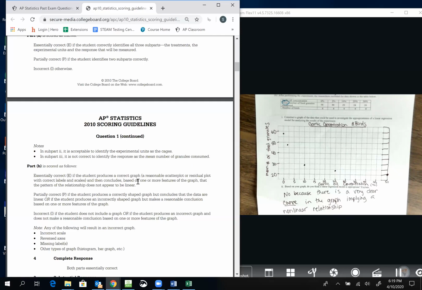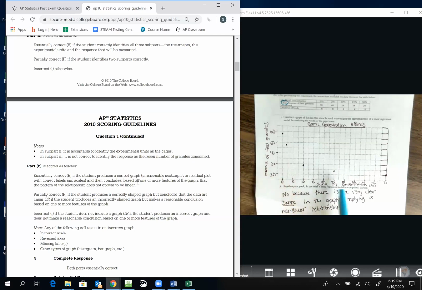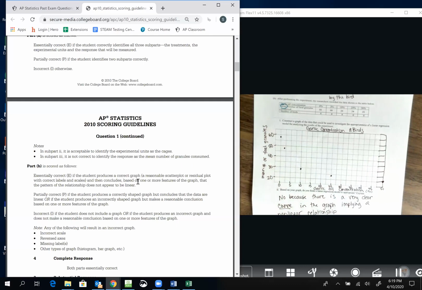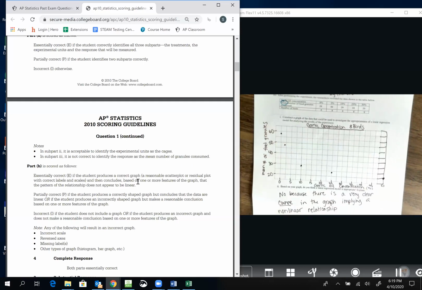Incorrect if the student does not include a graph, or if the student produces an incorrect graph and does not make a reasonable conclusion based off one or more features of the graph. Note any of the following would result in an incorrect graph. An incorrect scale. So if you did not properly go up by a constant amount on either side, that would mean your graph's incorrect. If you reversed your axes, so if you switched these, that would be partially correct, assuming your answer was correct here.